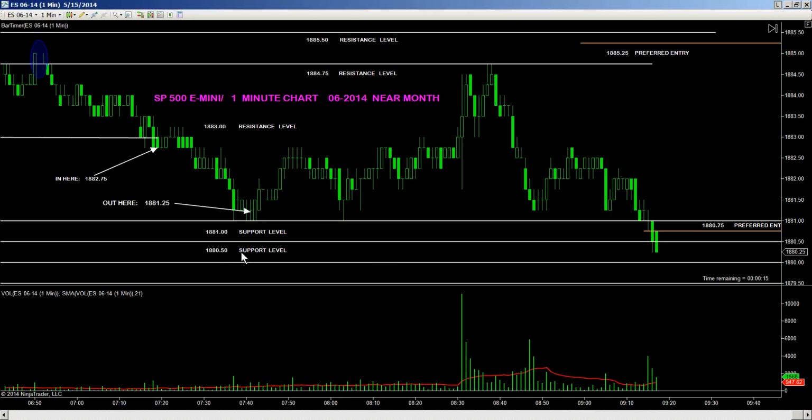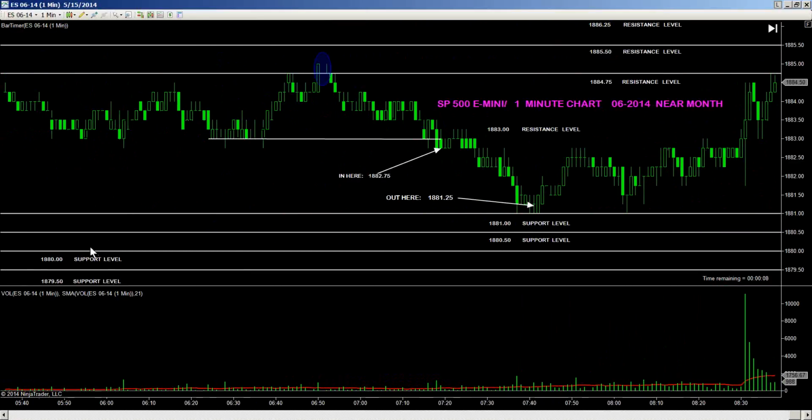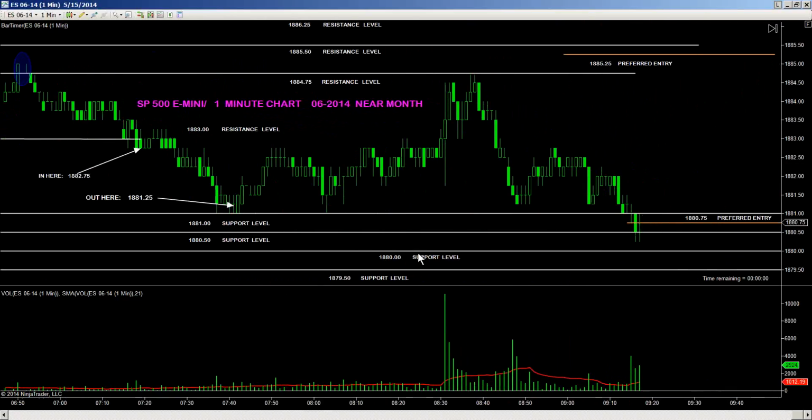Possible price profit target for a quick in and out could be as early as right here at 1880, people. And then again at 1879 and some change. Holding 1880.50 right now.